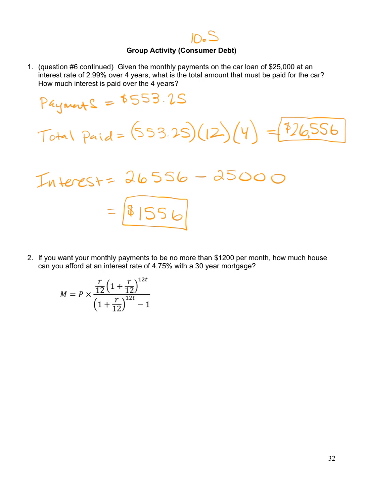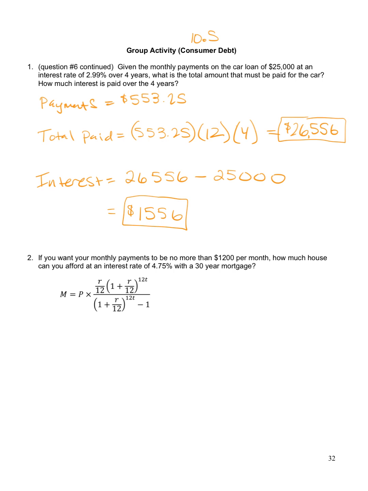Number two, if you want your monthly payment to be no more than $1,200 per month, how much house can you afford at an interest rate of 4.75% with a 30-year mortgage? So we've got the monthly payment. I'm going to put that in for M. P is what I'm looking for, the price of the house. And then I know my interest rate is 4.75, and time T is going to be 30 years.